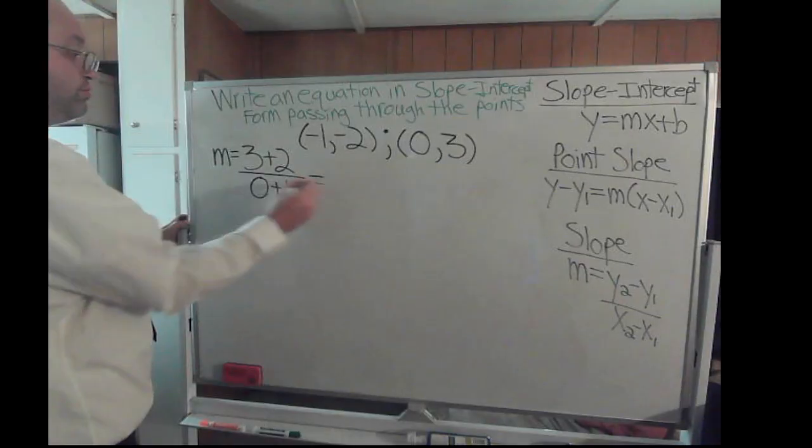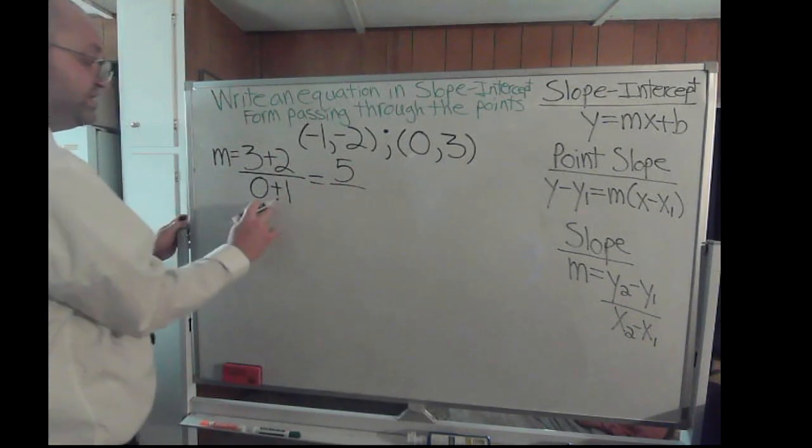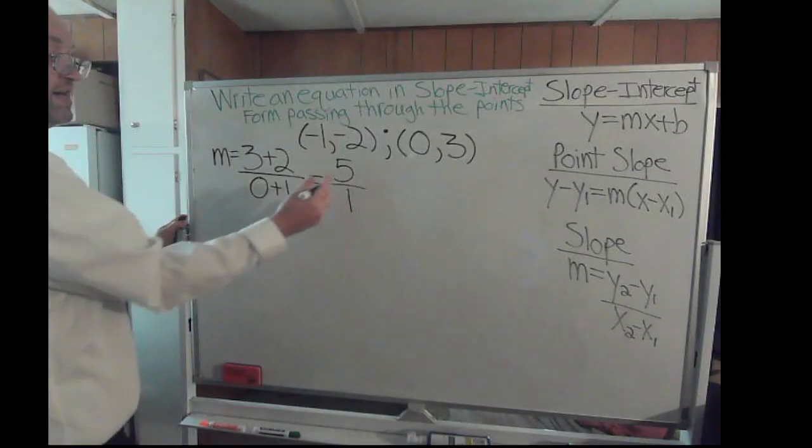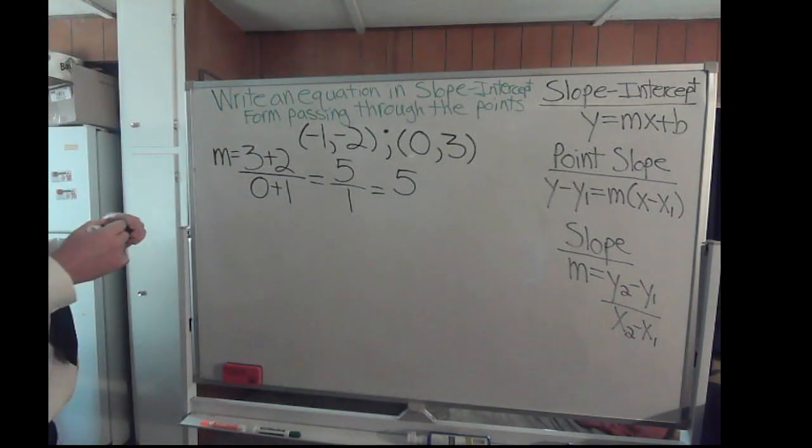So, in the numerator we have 3 plus 2, which is 5. In the denominator we have 0 plus 1, which is 1. Well, 5 divided by 1, that's 5. So the slope of this line is going to be 5.